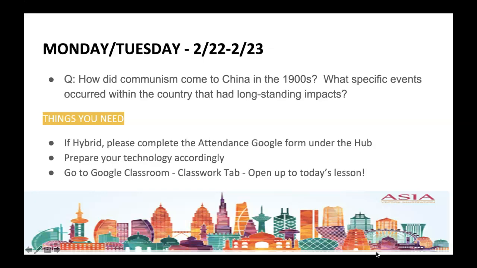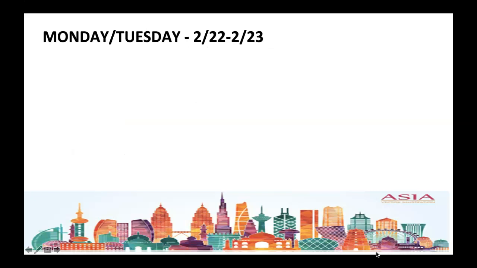From Monday and Tuesday, February 22nd to February 23rd: How did communism come to China in the 1900s, and what specific events occurred within the country that had long-standing impacts? In this lesson, we learned about the essence and tenets of communism and how and why China shifted to a communist fervor under the rulership of Mao Zedong. We also learned about some of the specific policies that were implemented by Mao directly onto China. Let's go and get started.